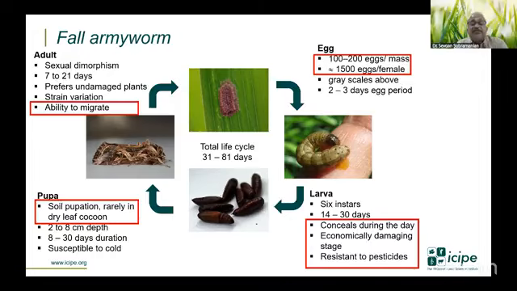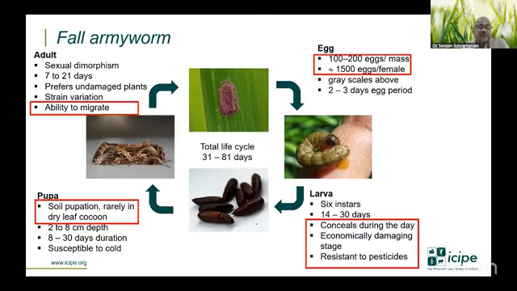The egg stage, a large number of eggs laid by the adults, and these egg stages have to be targeted by sustainable interventions. And also the larvae, which are the actual damage-causing stage of this insect. And we need to work with the challenges in terms of their concealing during the day, the economic damage that they cause, and also the resistance to pesticides that this pest has got.